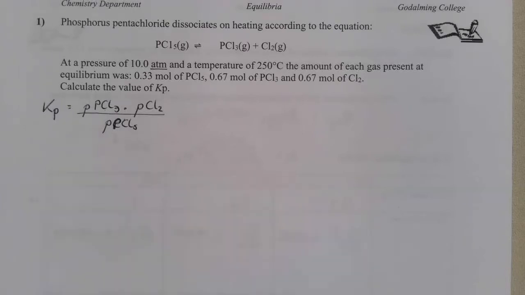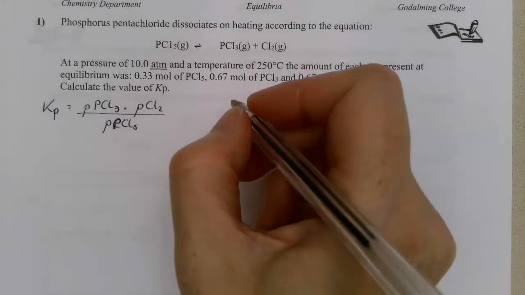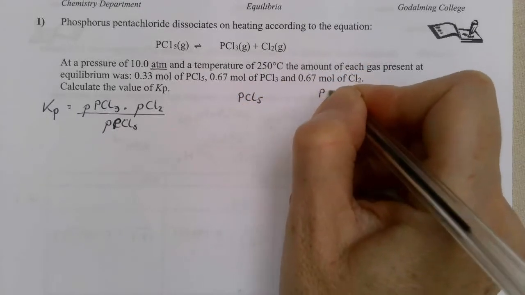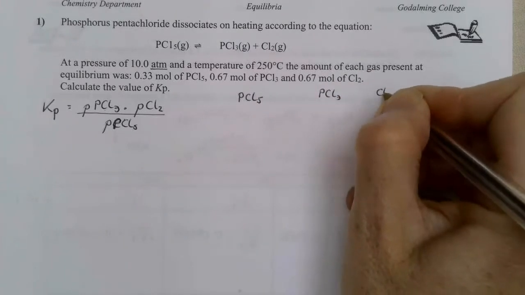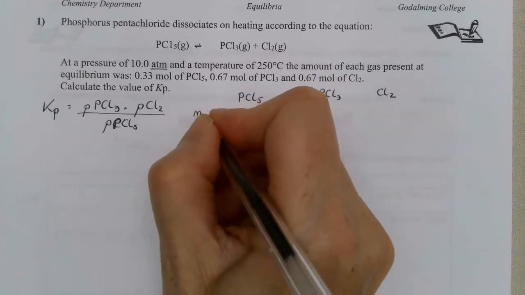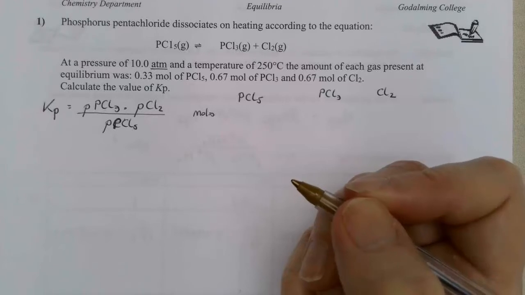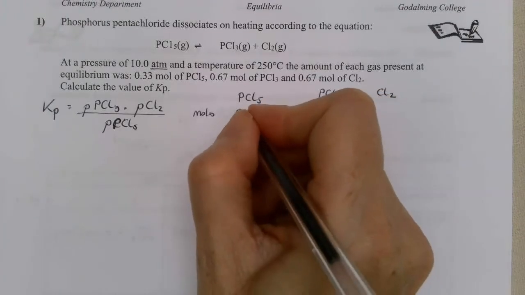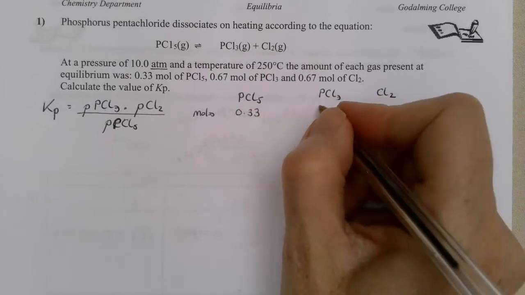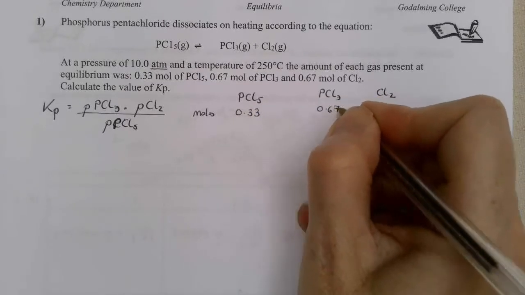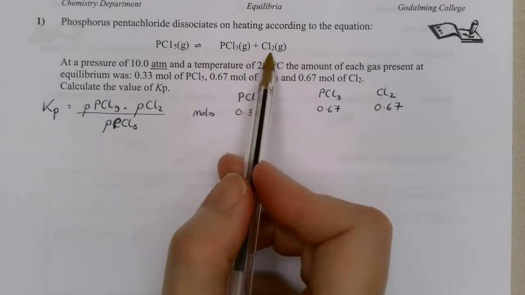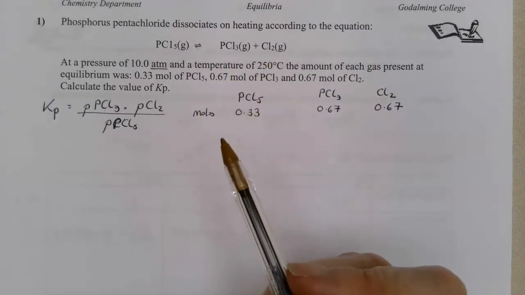So I need to work out the mole fraction and then the partial pressure. So again, I'm going to lay it out very similarly to the way I would lay out an ice table. So I have PCl5, PCl3 and chlorine, and I have my moles. And this is moles at equilibrium. So PCl5, I've got 0.33 of a mole. PCl3, 0.67. And I've got the same number of moles of chlorine, which is kind of to be expected because it's a 1-to-1 molar ratio here.